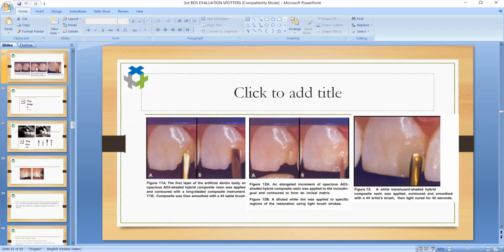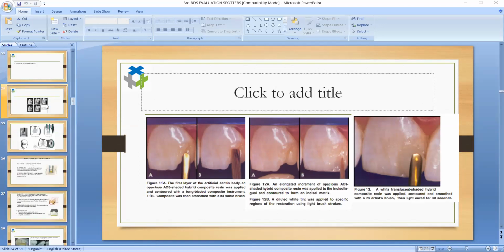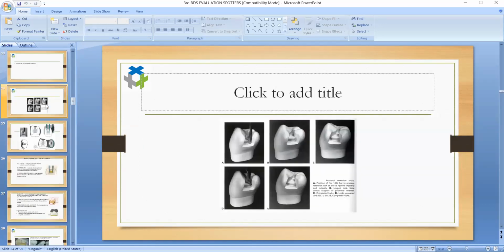Okay. Now I will call Janani K. Janani, are you there? Yes, sir. What is your MCQ mark? 46, sir. 46. Okay. So what are you seeing here? What are you seeing on the screen? Class 2 tooth preparation, sir.